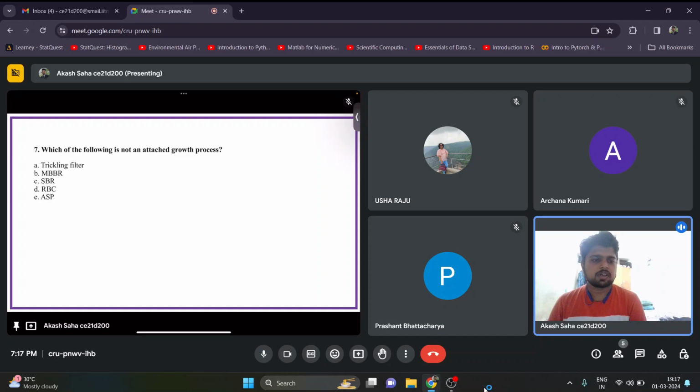So we have seen different kinds of attached growth process. So we have the five options as trickling filter, MBBR, which is the moving bed biofilm reactor, SBR, sequential batch reactor, RBC, rotating biological contactor, and ASP, activated sludge process. ASP, anyone else?